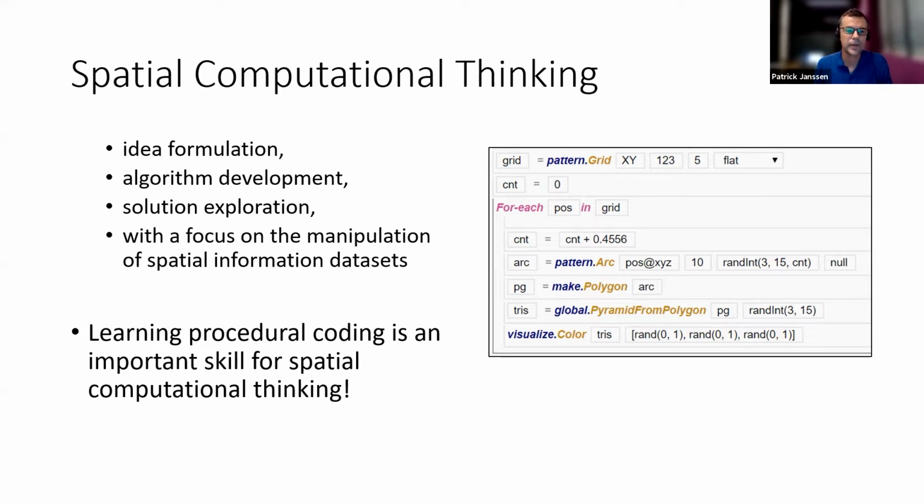They've evolved since then, but really the starting point was to try and find a way to teach spatial computational thinking in a way that you could teach it to hundreds or even thousands of people, and that the whole process of writing algorithms, exploring solutions, and working with spatial information would be a little more user-friendly and a little bit easier. And so learning procedural coding is one part of computational thinking.